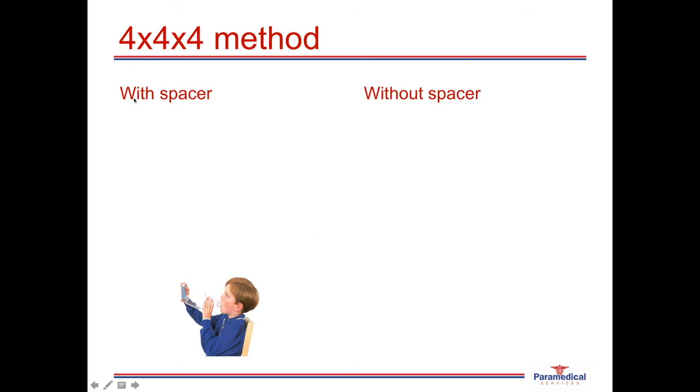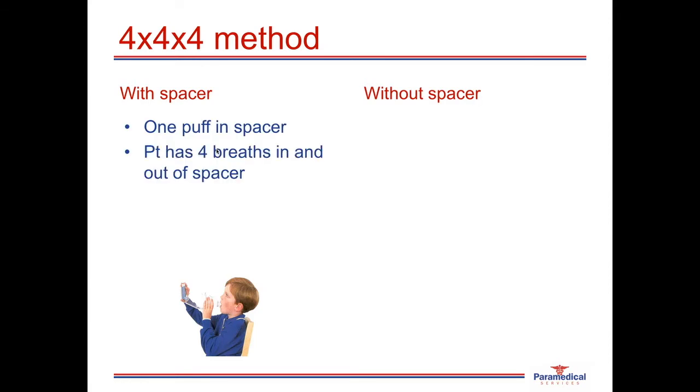So firstly, we'll have a look at how to administer with a spacer device. One puff of the medication is to be administered into the spacer, and then the patient needs to breathe in and out of the spacer 4 times. This needs to be repeated 4 times, and then wait for 4 minutes and reassess the patient. After waiting for 4 minutes to see if that medication has effect, if the patient's condition has not changed, just repeat this process again.